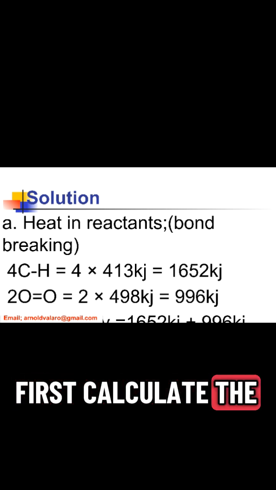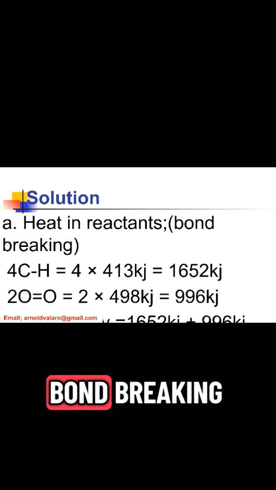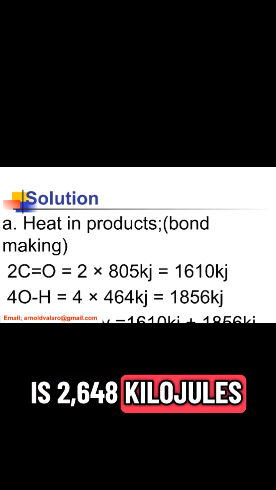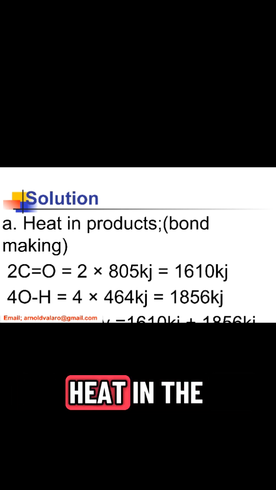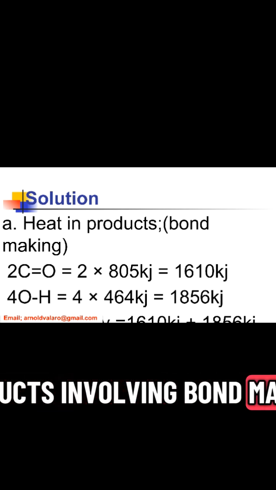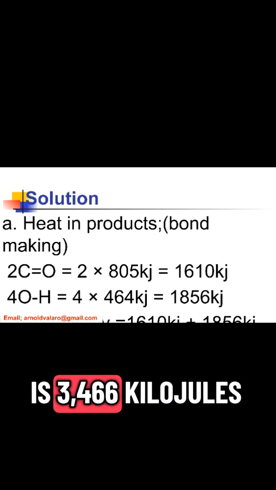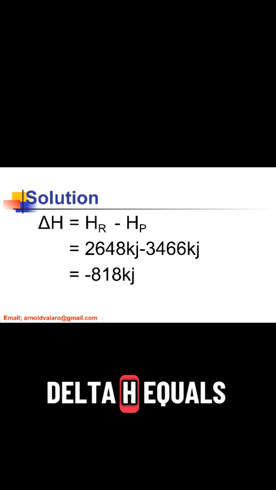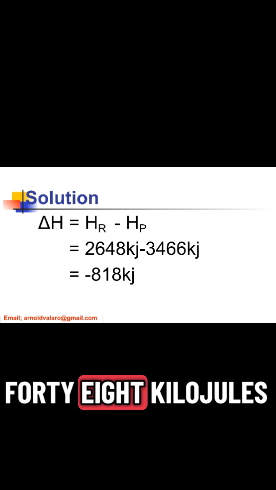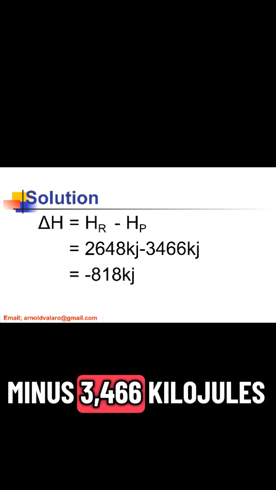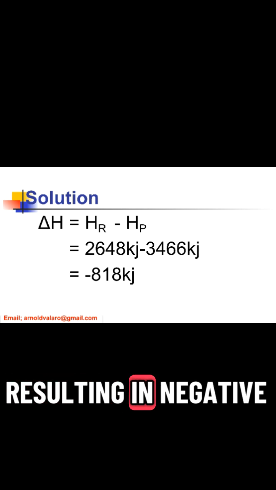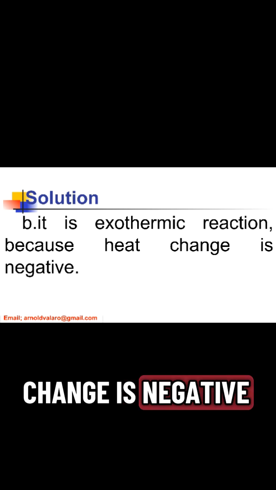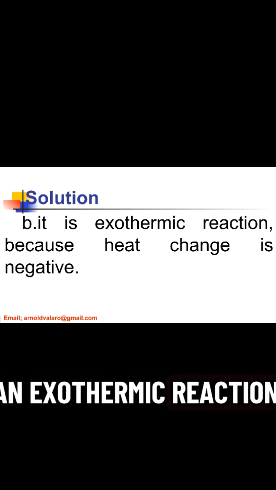First, calculate the heat in the reactants, which involves bond breaking. The total energy is 2,648 kilojoules. Next, calculate the heat in the products, involving bond making. The total energy is 3,466 kilojoules. Applying the formula, delta H equals 2,648 kilojoules minus 3,466 kilojoules, resulting in negative 818 kilojoules. Since the heat change is negative, the reaction is an exothermic reaction.